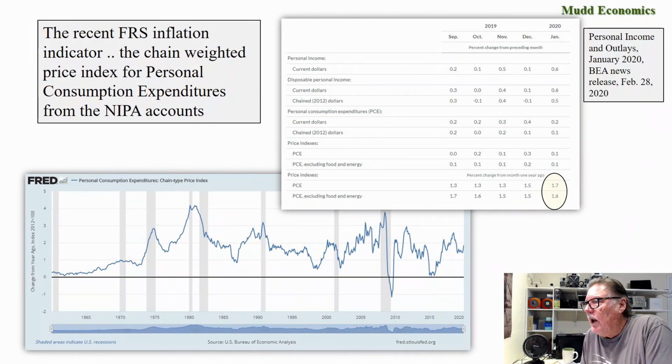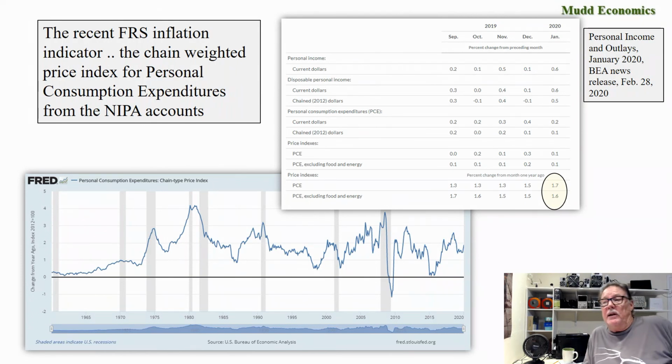If you take a look at the Personal Income and Outlays BEA news release for February 28, 2020, you see down there circled that the price index, that's the chain-weighted index for personal consumption expenditures, was 1.7, and that was a January to January number, so that shows a 1.7% inflation rate. The same thing, core, excluding food and energy, was 4.6.